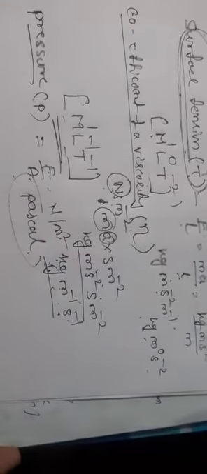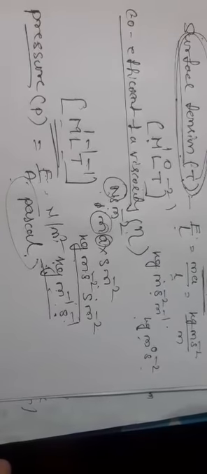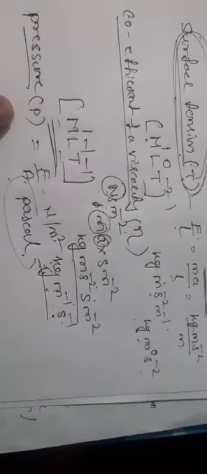applied over an area of 1 meter square. The best example is a liquid in a beaker. Force is exerted on the side walls of the beaker or glass. That is called pressure. Pressure means the force acting per unit area. The unit is Newton per meter square.